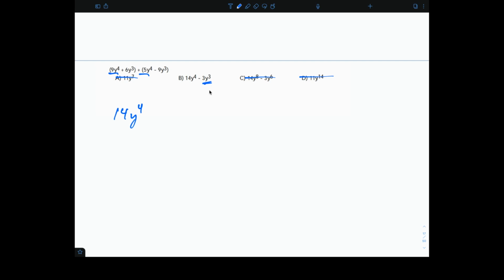And we have, so let's see what happens. We got plus 6y cubed minus 9. 6 minus 9 is negative 3y cubed, perfect. There's my answer. All right, keep it going.